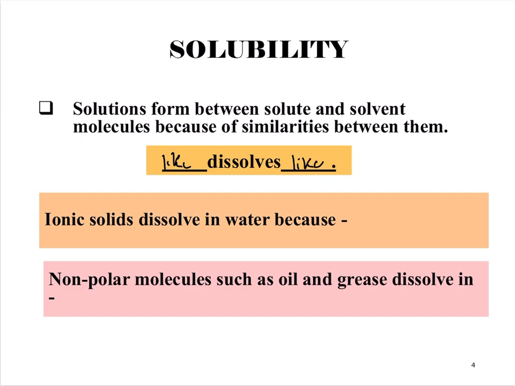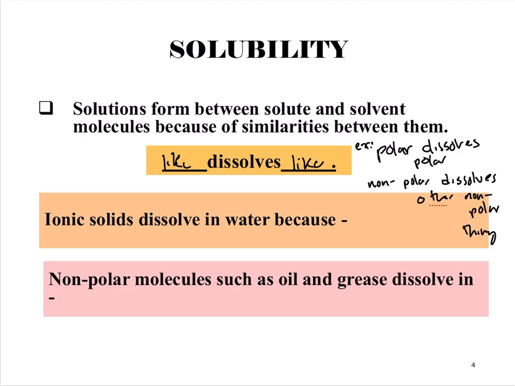What that means is that polar things dissolve other polar things, non-polar things dissolve other non-polar things, right? So for example, polar dissolves polar things, and non-polar dissolves other non-polar things. For example, ionic solids dissolve in water. And that's like what I showed before with the water molecule surrounding the chlorine atom.